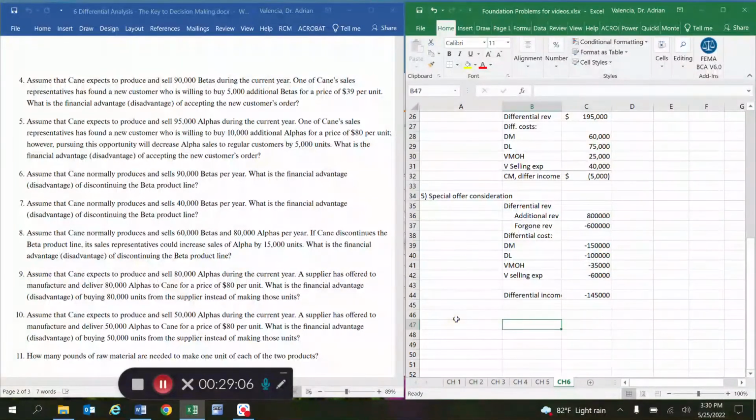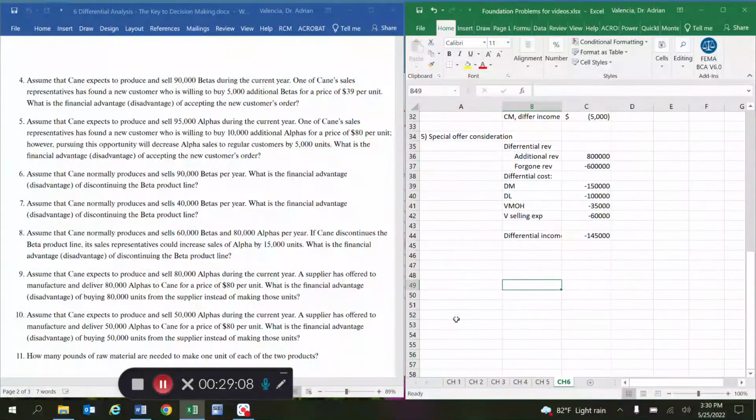All right, let's look at the next question here, which is 6. And under 6, we're being asked, assume that Kane normally produces and sells 90,000 betas. What is the financial advantage or disadvantage of discontinuing beta? Well, this is simply a contribution margin analysis versus what fixed costs we might be able to get rid of.